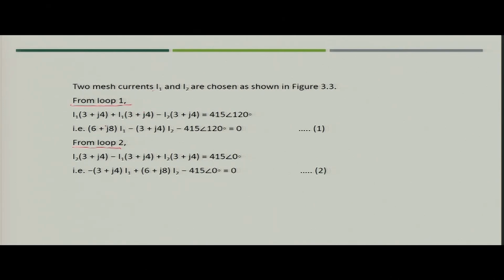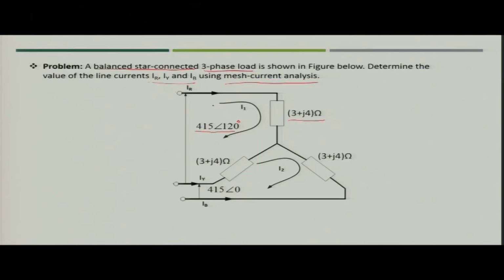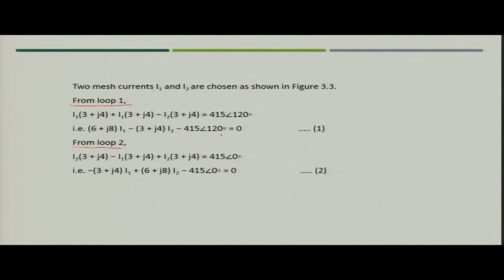For loop 1, if you apply, what will be the value? So, I1 is flowing through this. So, this will become (3 plus j4) I1 plus (3 plus j4)(I1 minus I2), because I2 is also flowing, but in the opposite direction, equal to the voltage across the two nodes. So, what we get, that is I1, and for the second resistor it is I1 minus I2, and that is equal to the voltage across those two nodes. If you simplify, you will get this equation.